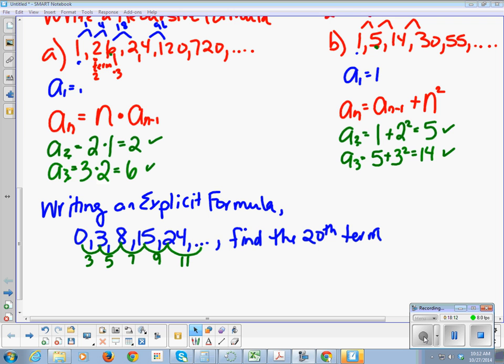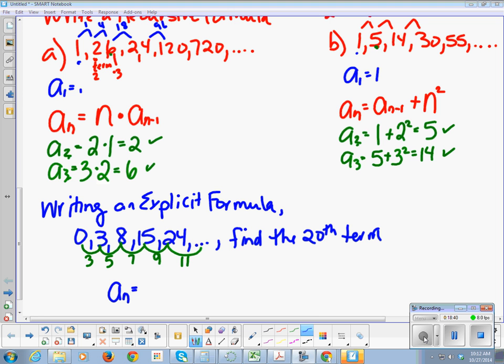So we want to write the explicit formula. We're going to go A with a little n. We want to just plug in whichever term we're on. So if we're on the 15th term, I want to plug 15 into my explicit formula and get out that term. I don't want to go the recursive route where I'm doing the same operation, and to get to the 20th term, I have to do 20 calculations. I want it just one and done.